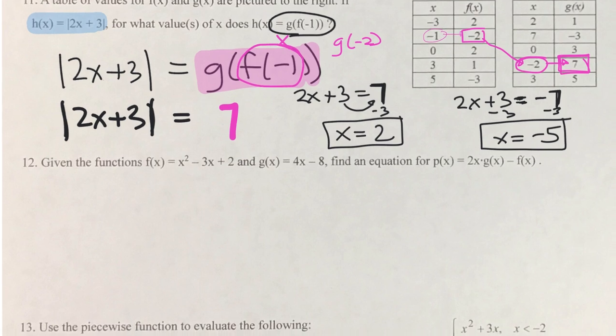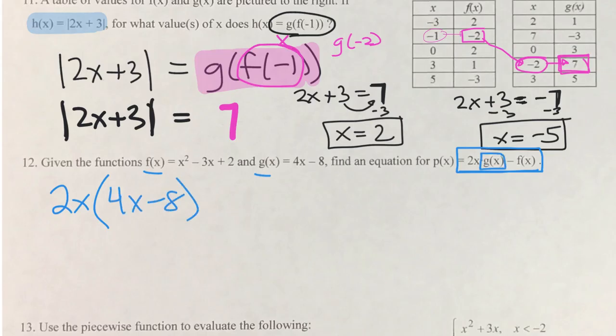Okay, moving on, number 12. Here's your f, there's your g. Then we're going to have some third equation p that has, right, as a combination of these. So we have 2x times your g function, which is 4x minus 8, minus the f function, x squared minus 3x plus 2.